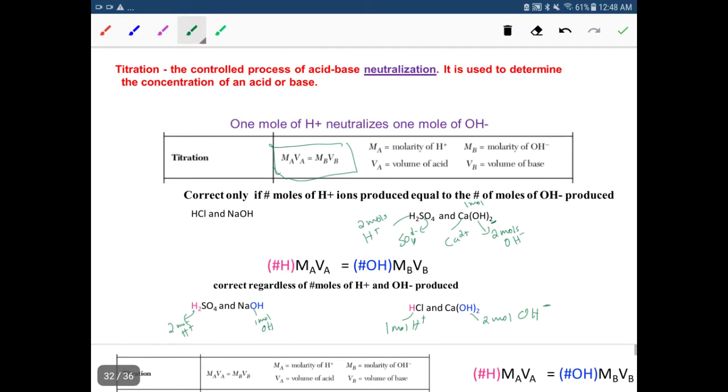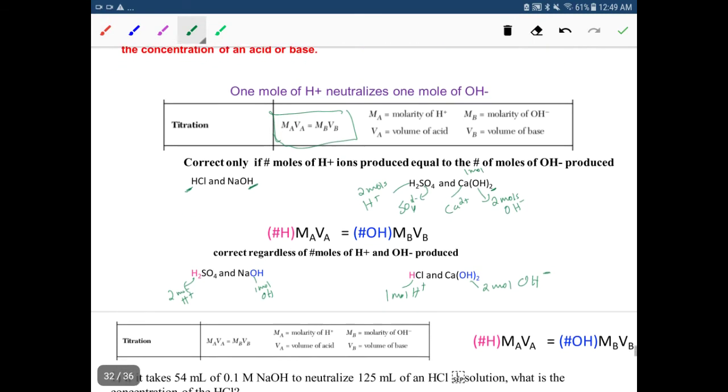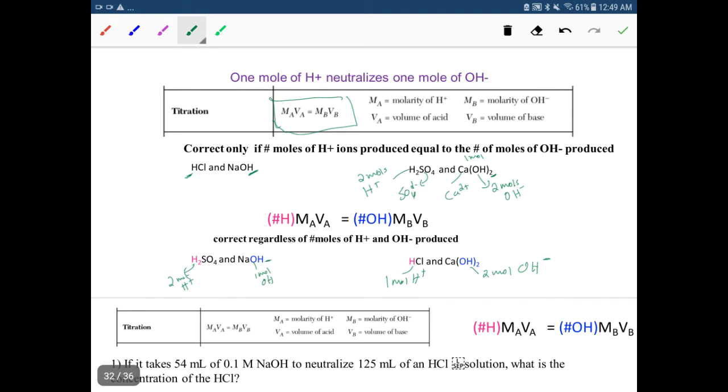Again, MAVA equals MBVB works if the number of H's and OH's are the same in the acids and bases reacting. If the number of H's and OH's are different in the acids and bases reacting, then you have to use this formula right here.